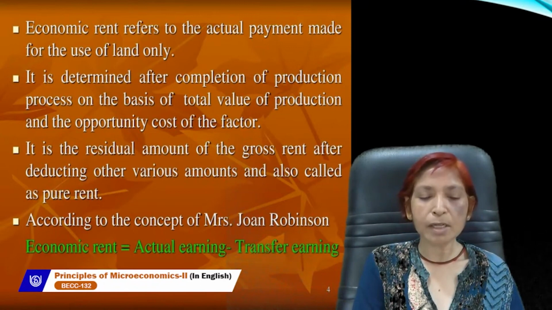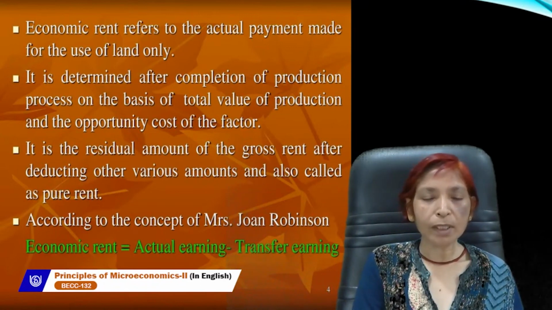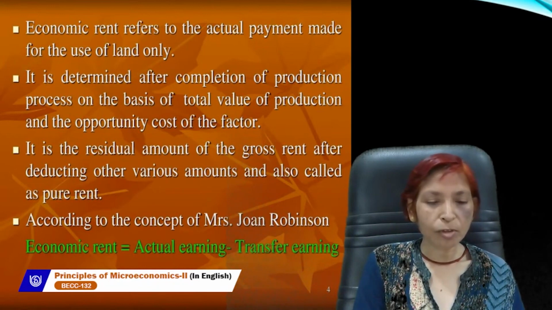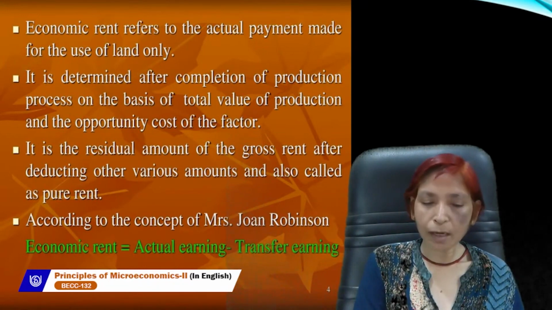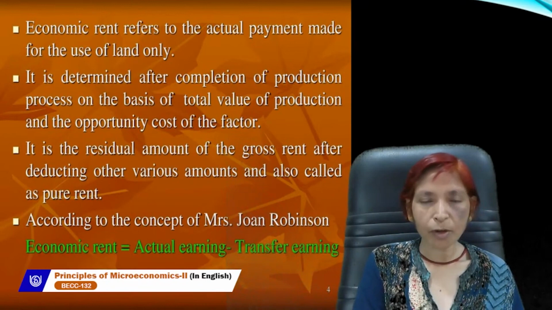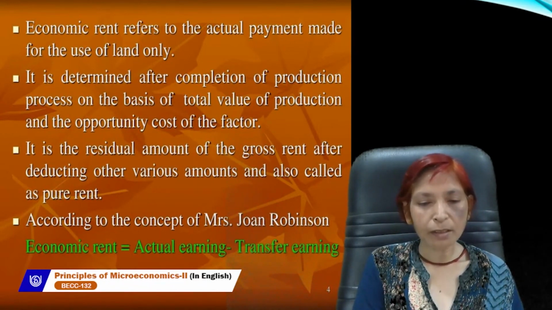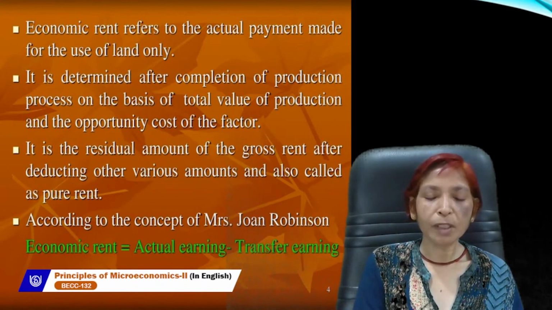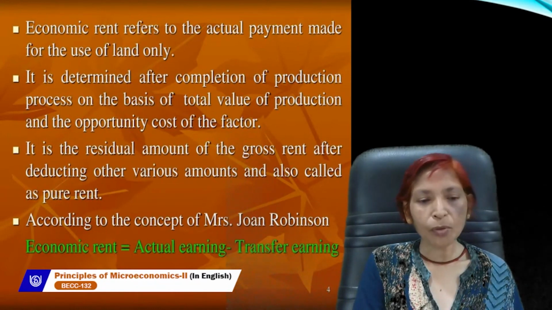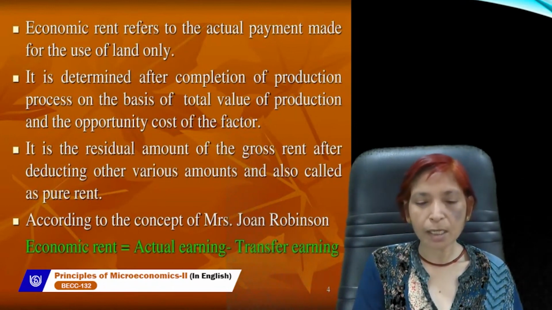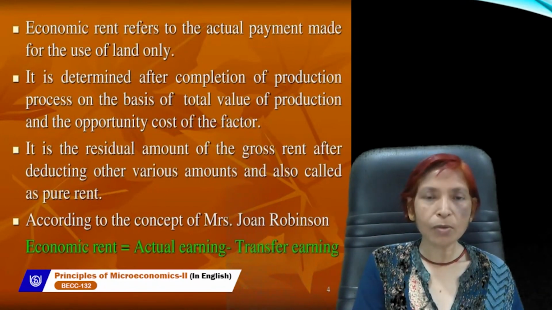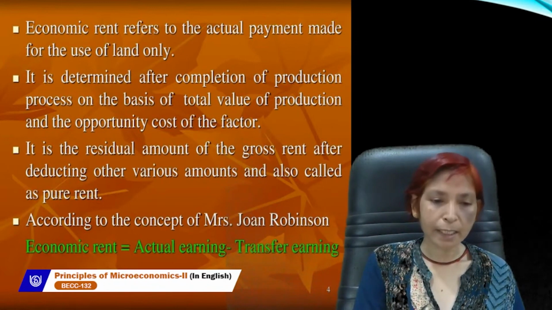Actual earning is what a person actually earns from the present job. If we assume that the actual earning is 20,000 from the present job and the transfer earning is 18,000, which he was taking from the previous job, then this 2,000, the difference between actual earning and transfer earning, is called economic rent.